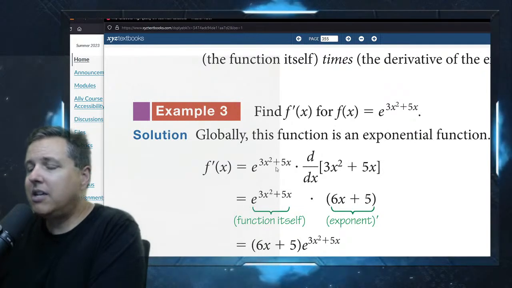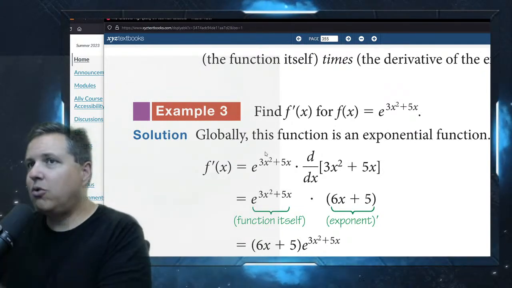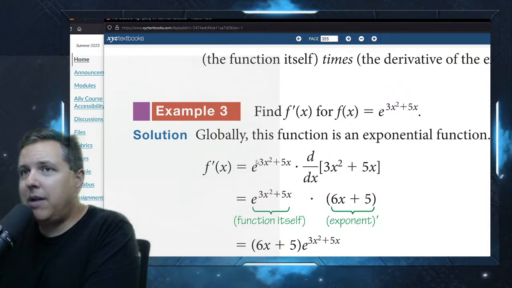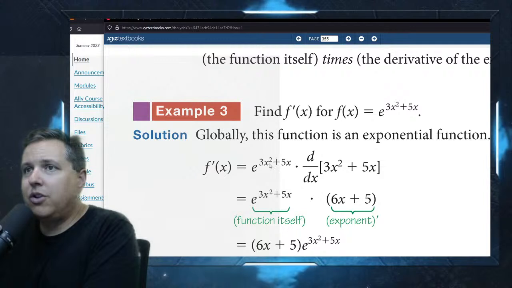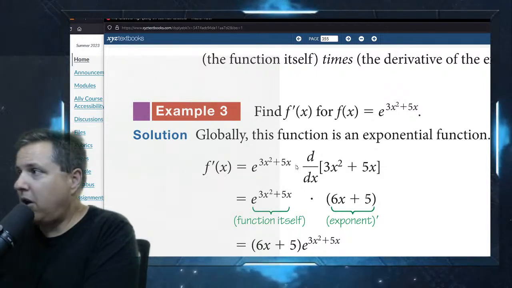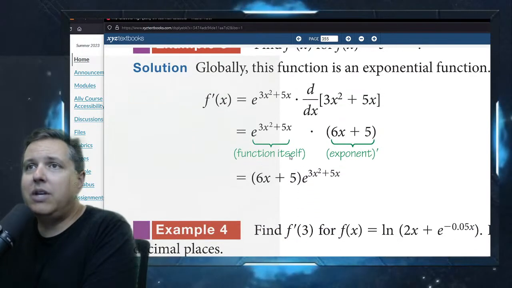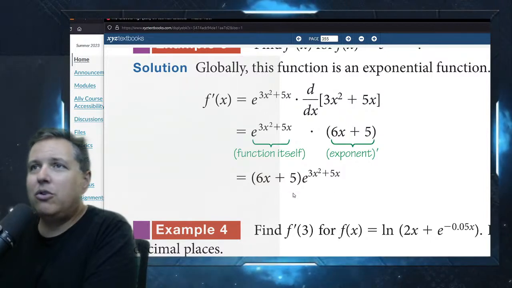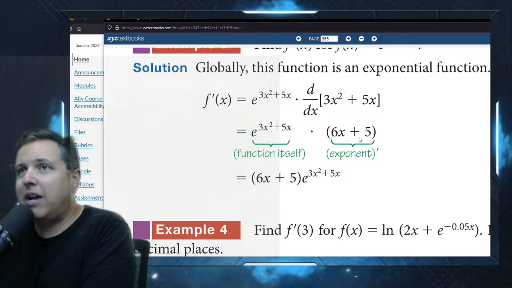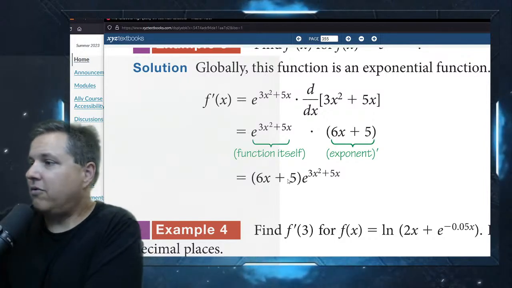That's the first piece. But then you have to remember the chain rule piece, which says to multiply by the derivative of the inner function. Well, the derivative of the inner function is 6x plus 5, right? The derivative of this polynomial right here. So that's how we get e to the 3x squared plus 5x times 6x plus 5. In fact, in this case, there's nothing to even factor, right? They like you to write the 6x plus 5 piece in front. And it's really already factored for you.